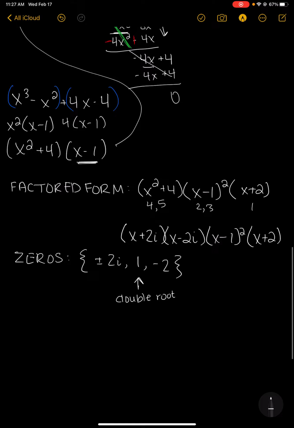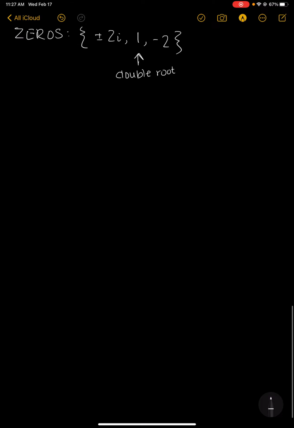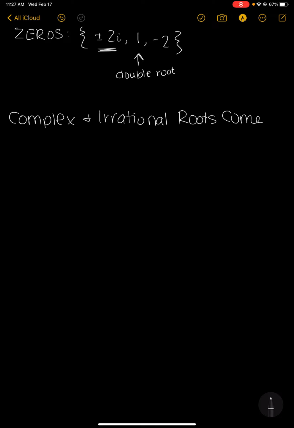All right, so we have in the past made the assumption, we know that irrational roots, so stuff underneath the radical sign, come in pairs. So now we're going to say complex numbers also come in pairs. So 2i, there's a positive 2i and a negative 2i. So complex and irrational roots come in pairs or groups of 2.